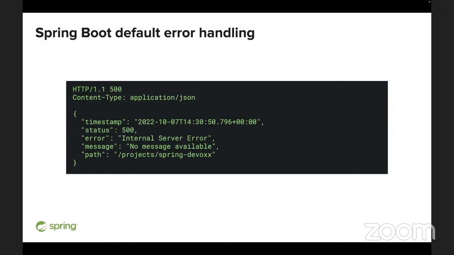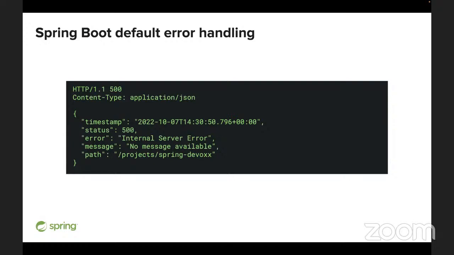There's a bunch of properties that you see: the path, which is what triggered the problem, the HTTP status code, some timestamp, and you can see that the message and the error are vague on purpose. By default, we don't try to be smart about exposing the reason for the failure because it might expose some information about the service and it could be a security risk. So we really try to avoid that.